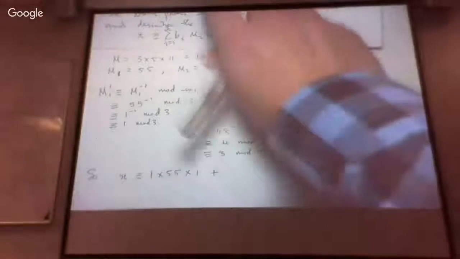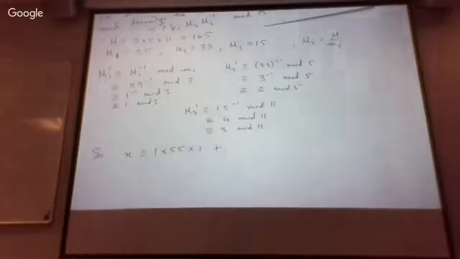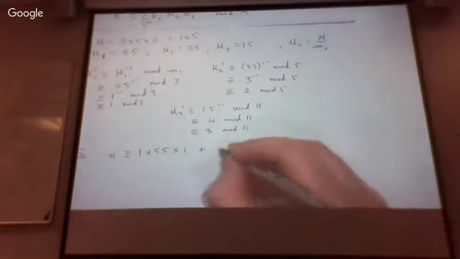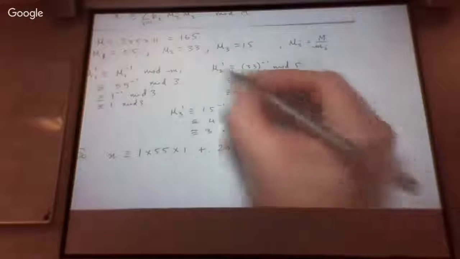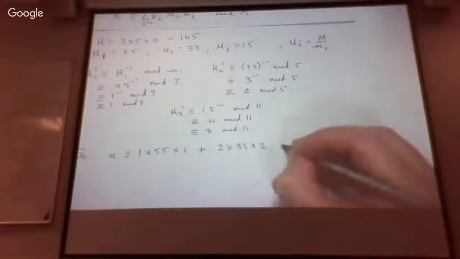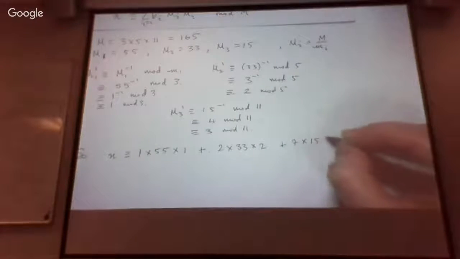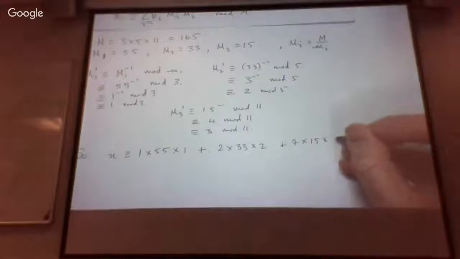The moduli are probably already reduced in the original problem. But for these inverses, we can choose the standard representatives of the congruence classes. So it's b2, which is 2, times M2, 33, times M2 prime, which is 2. And then it's b3 times M3, which is 15, times M3 prime, which is 3.